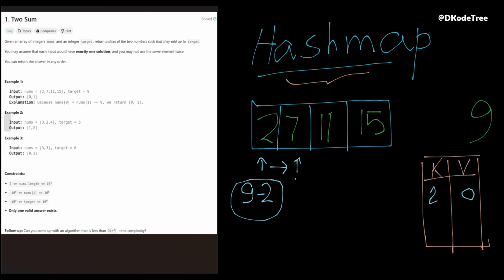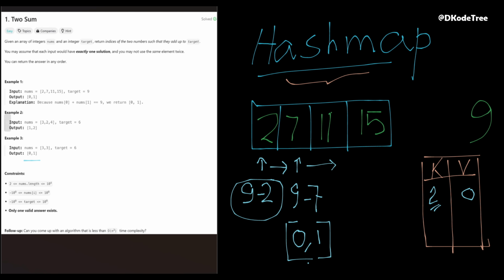Now we have moved to the second element, that is 7. So now we will check if 9 minus 7 is already present or not. That is, we are checking for 2 in the hash map and we can see that 2 is already present. So we can directly return the output that is needed. We can directly return the indices as 0, that is 2's index, and the current index, that is 1. So this will be the result for this example.